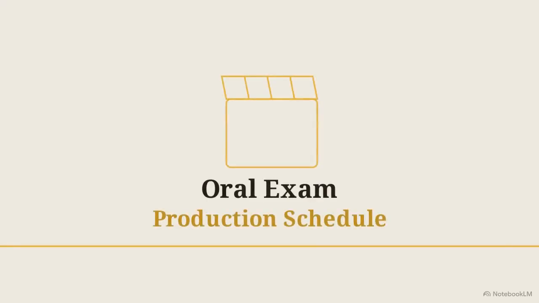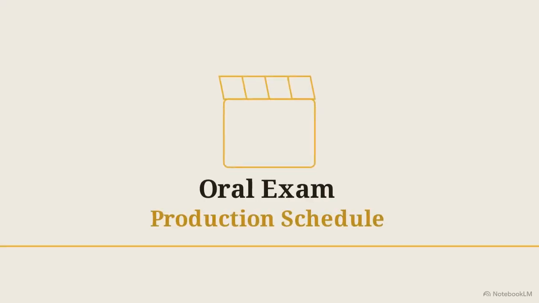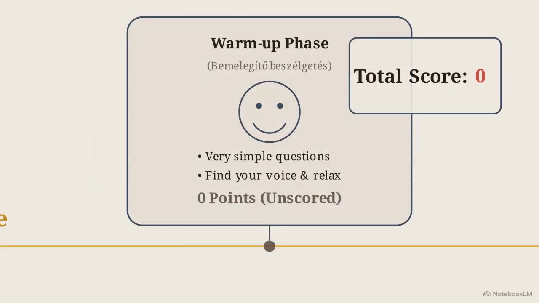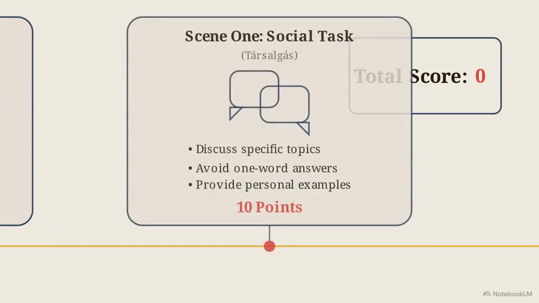This production schedule shows how your exam is organized. It starts with a brief, unscored warm-up to help you find your voice, followed by 3 main scenes that determine your final grade. Scene 1 is the social task. The examiners will bring up a specific topic for you to discuss. To keep this scene engaging, avoid short, one-word answers and try to provide specific examples from your own life.